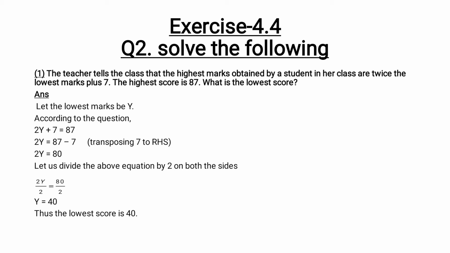Thus 2y is equal to 87 minus 7. Here we transposed 7 to the right hand side and thus its sign changed to minus. Therefore 2y is equal to 80. Here let us divide the above equation by 2 on both the sides. Thus by dividing the above equation we get the value of y as 40. Thus we can say that the lowest score is 40.